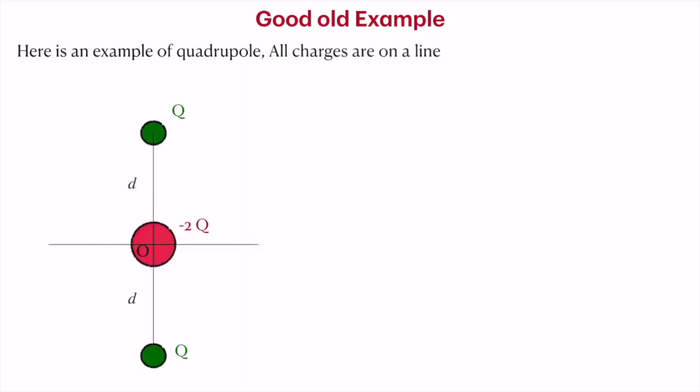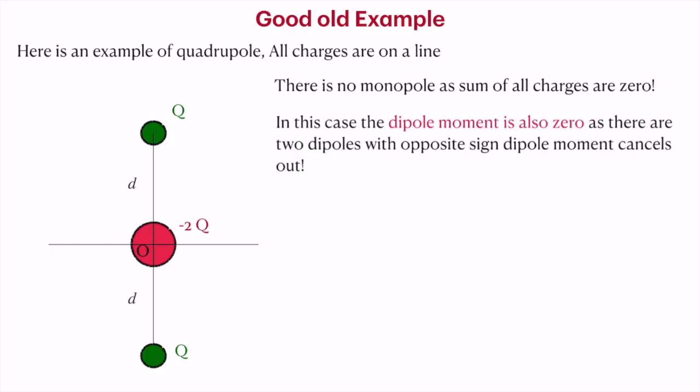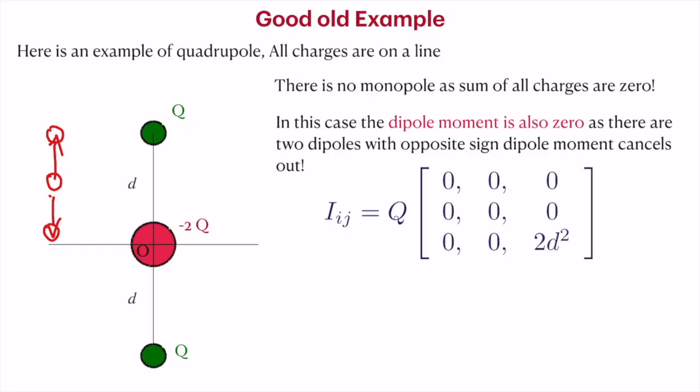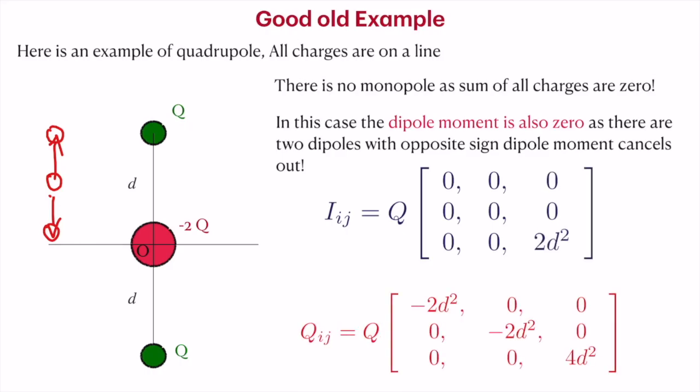Of course, let's look at the good old example. What we have seen is that we have three charges: two positive charges, displaced symmetrically about the z-axis from the origin at a distance d, and minus 2q at the origin. Of course, the monopole term is 0. We have seen that the dipole term is also 0, because you can view this as two dipoles placed one this way and one this way, and their sum adds up to 0, and there is no total effective dipole moment. Quadrupole moments we calculated, and you get this term.